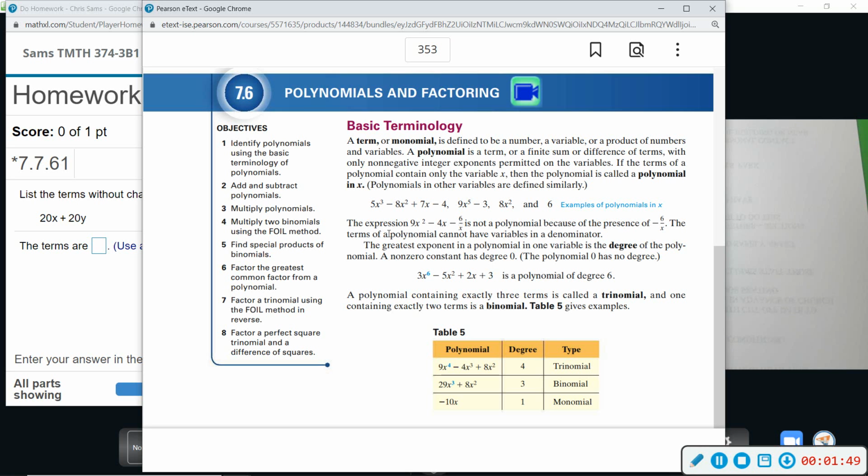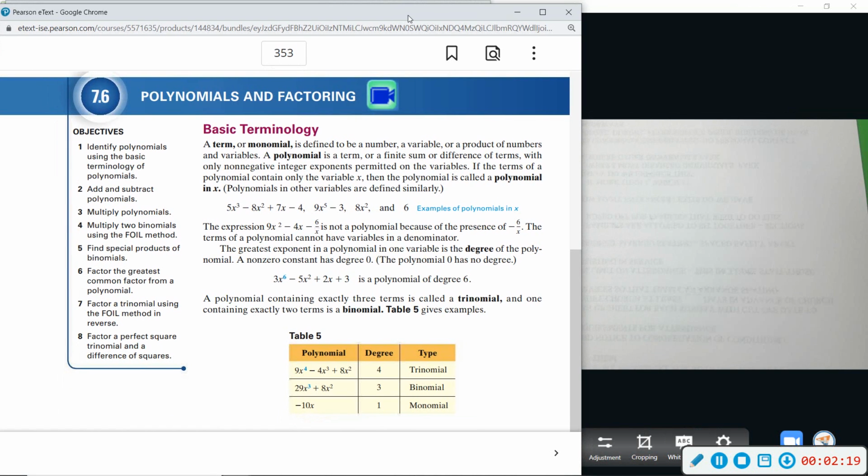Furthermore, they go on to show you what's not a term. So this expression here, 9x squared minus 4x minus 6 divided by x, this is not a polynomial because of the presence of the minus 6 divided by x. The terms of polynomials cannot have variables in the denominator. So if you see a letter in the bottom, it is not a term. We can have numbers in the bottom because we have what we call rational numbers.